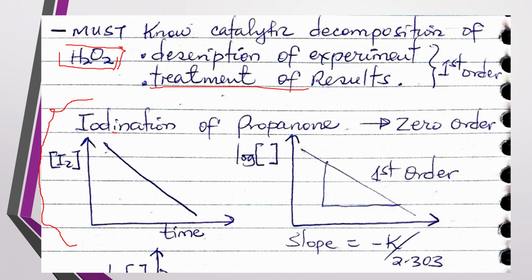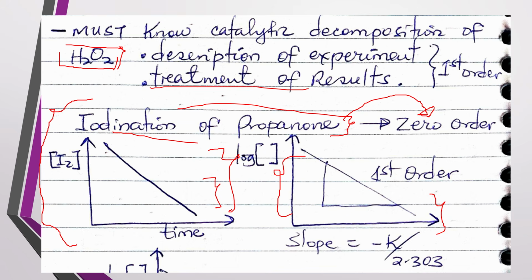So iodination of propanone, we say that if we get a graph in this format or this format, we examine this in mocks, either Waukesha or Umuta, and this one is always a zero order reaction. You should know this as a student before you enter for your paper. Now, if you are provided with tables of results and then you plot your graph and you get your graph in this format, we expect this to be a first order reaction.